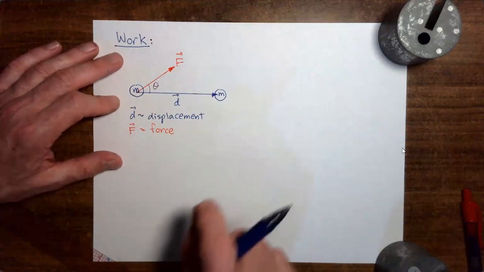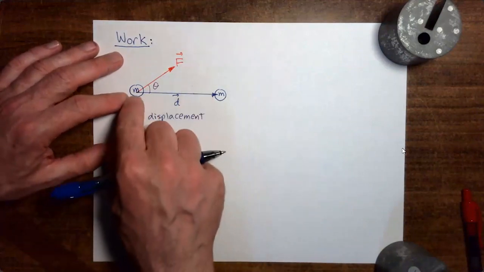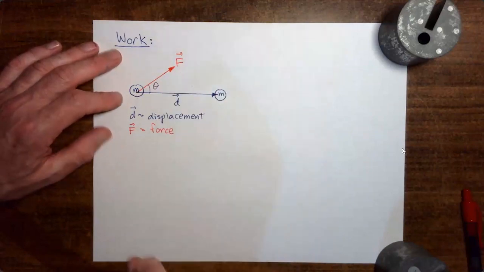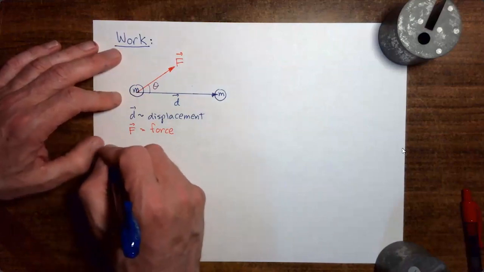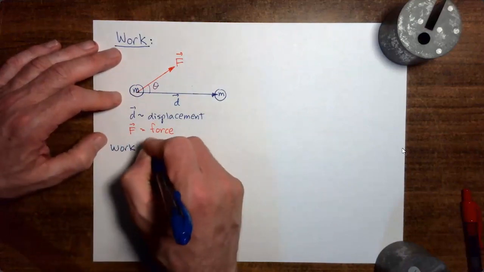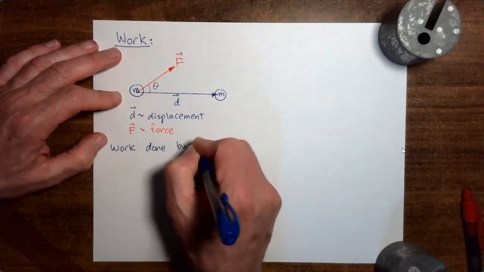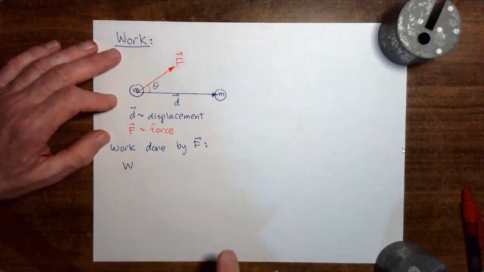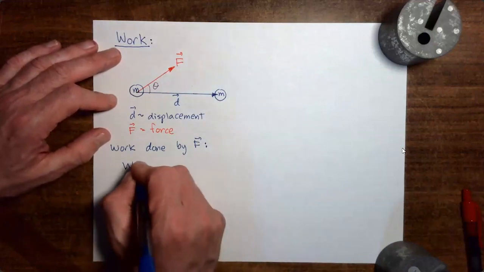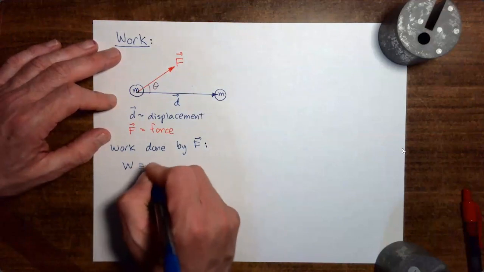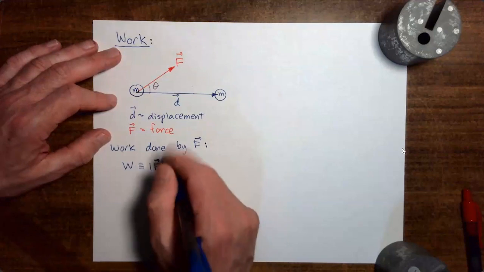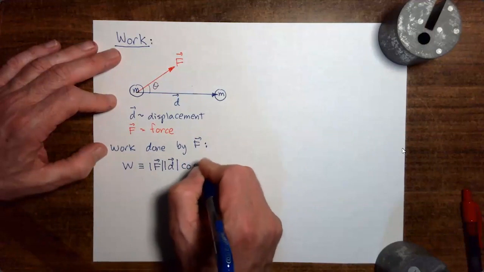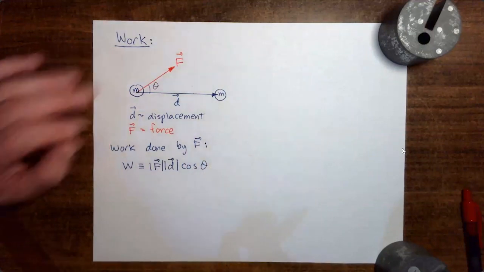Okay, so what is the work? We say that when a mass moves through a displacement while acted on by a force, the force does work on the mass. The work done by the force is given by the following formula. First, we use W to indicate the work done. That work done by that force is, by definition, the magnitude of the force vector times the magnitude of the displacement vector multiplied by the cosine of the angle between those two vectors.